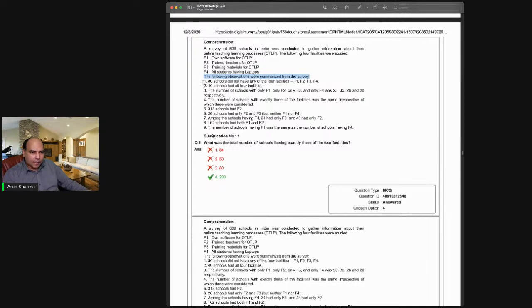Right now, when I start reading this point, I haven't seen the Venn diagram yet, but when I start reading this statement, I realize it's a four circle Venn diagram. And when I see it's a four circle Venn diagram, my mind should tell me that there are 16 areas in a four circle Venn diagram.